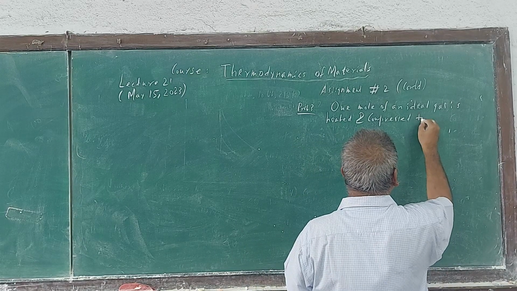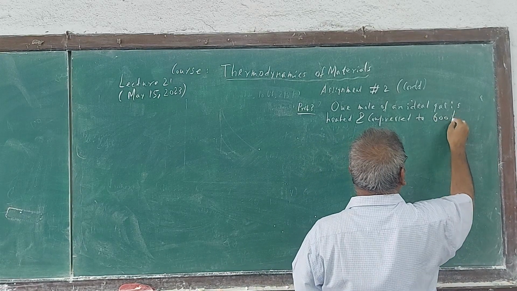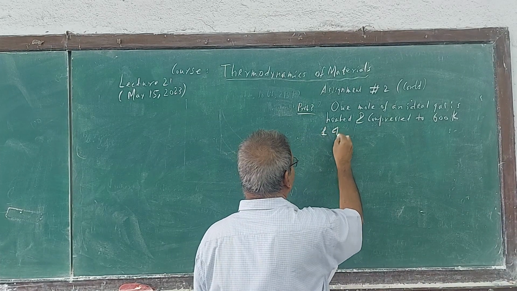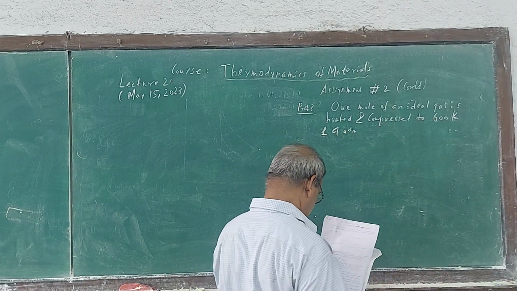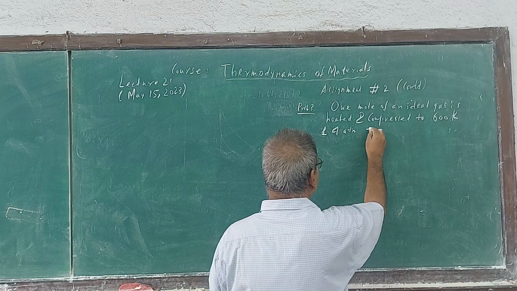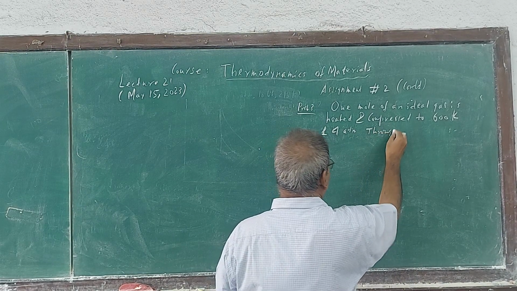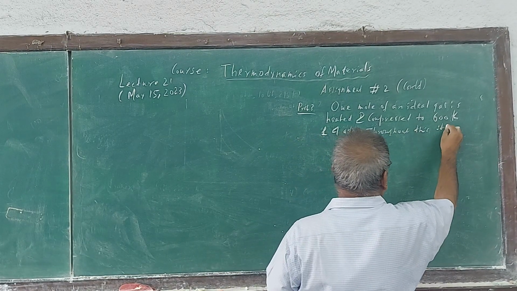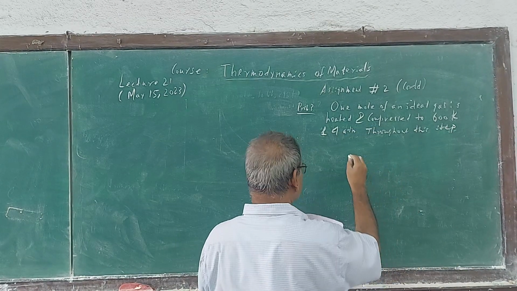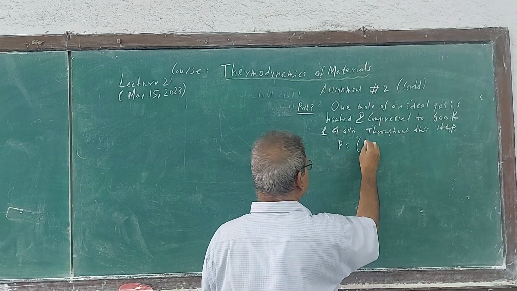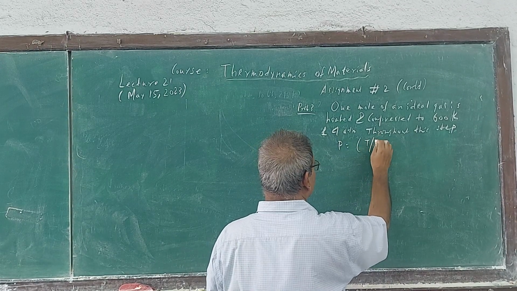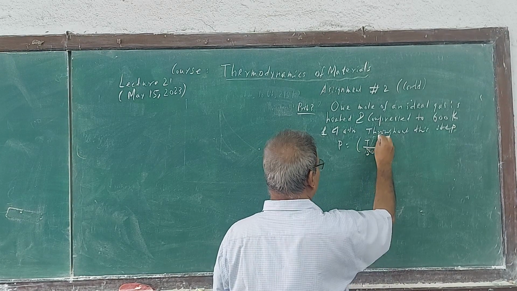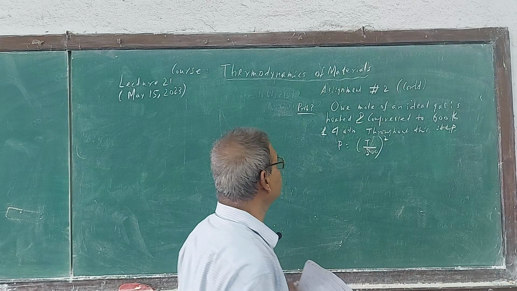2, 6 and 4 atmosphere. Throughout this step, this relation holds: T is T by 300 squared.